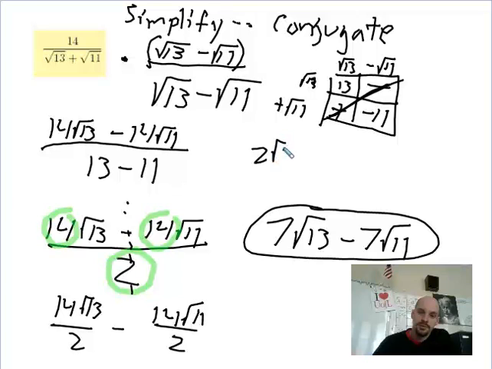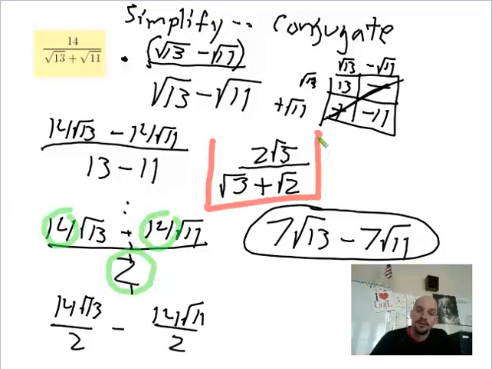Let's do 2 radical 5 over radical 3 plus radical 2. So if you're up for the challenge again, here is an assignment problem that you can try within your notes that we will go over at a later time.